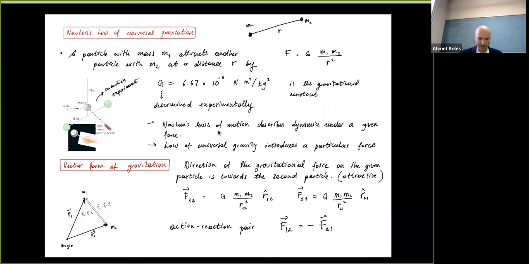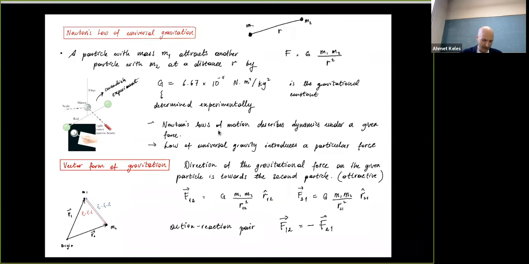So there are a couple of things to note about this law of gravitation. First of all, the Newton's laws of motion we introduced in the previous weeks describe the dynamics. So basically, under a given force, how does the particle move? The law of universal gravitation here introduces a particular force, and we call this force gravitational force. Now, since force is a vector quantity, we also need to take care of its direction. For this, we can do some vector gymnastics, and we can express this gravitation in vector form.